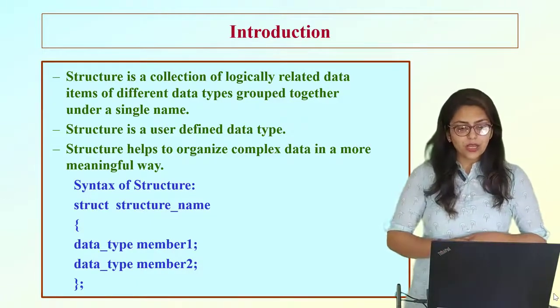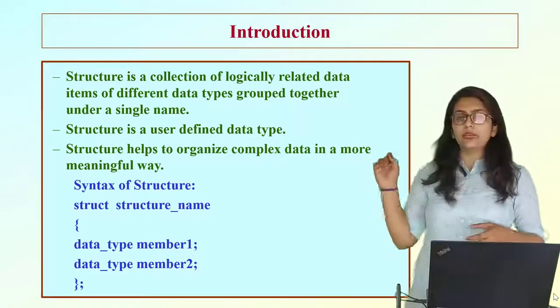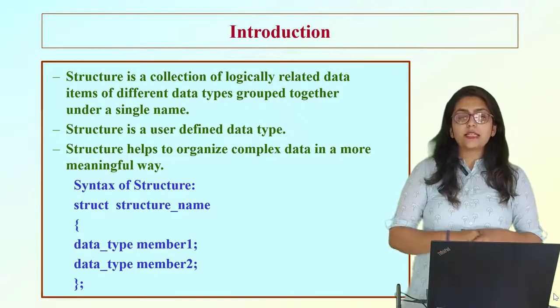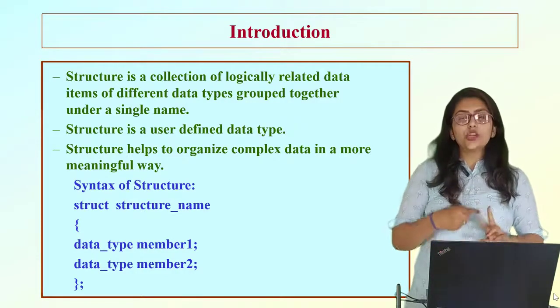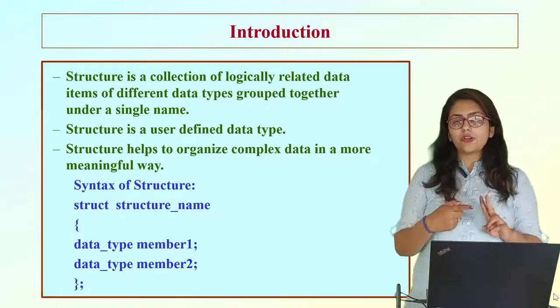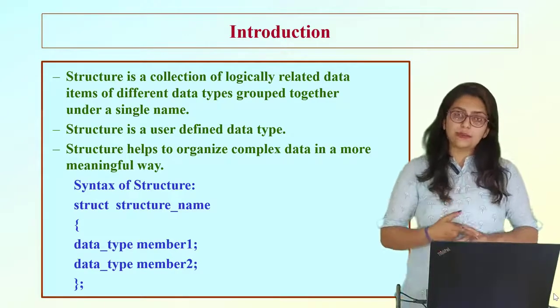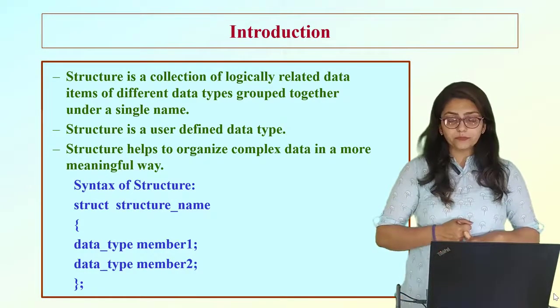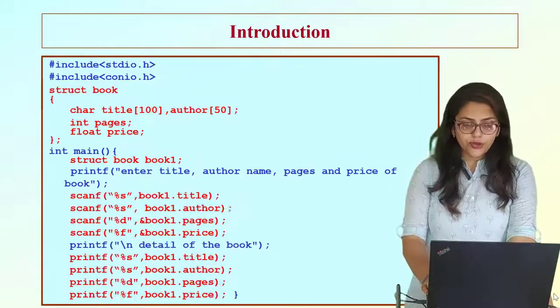Now inside the structure brackets we declare the data members. Suppose for books we have pages, price, author, title. These four things are known as members of the structure book. For students, ID may be there, name may be there, address may be there or marks may be there. They are called members of that structure student, right?